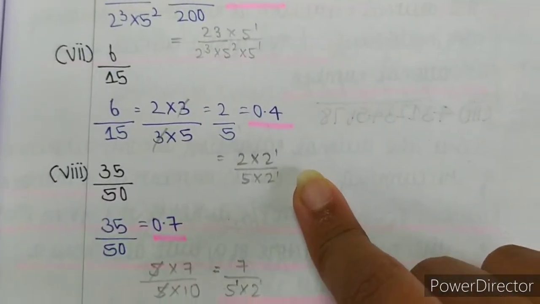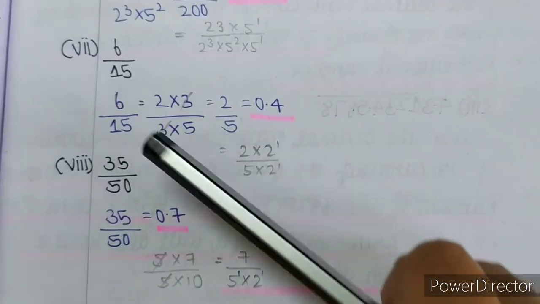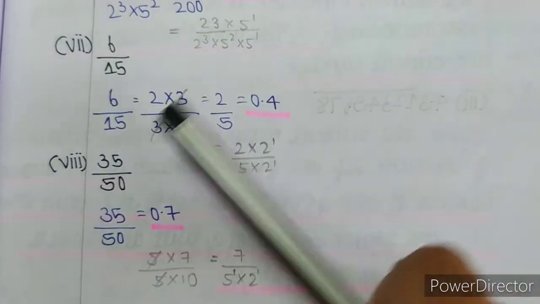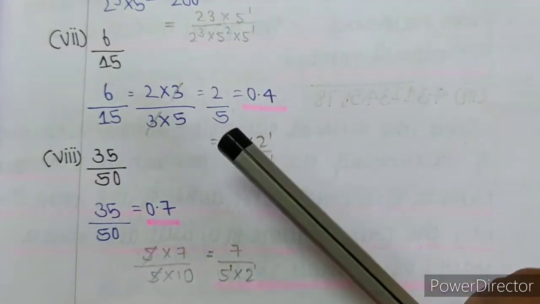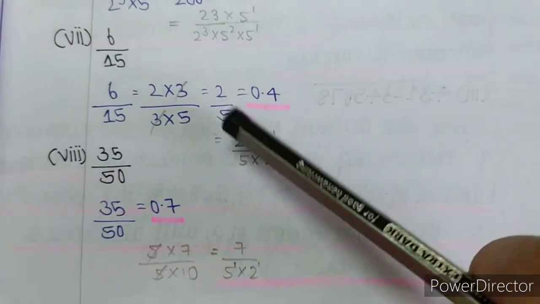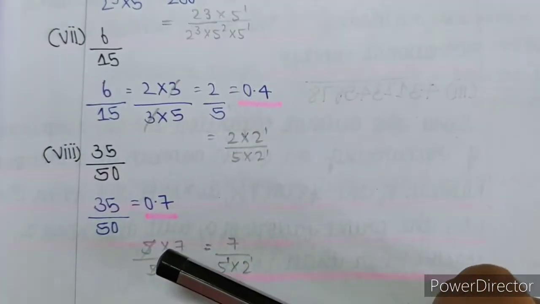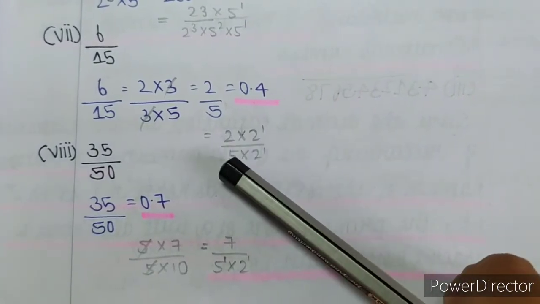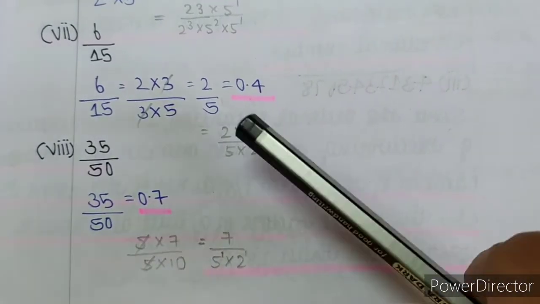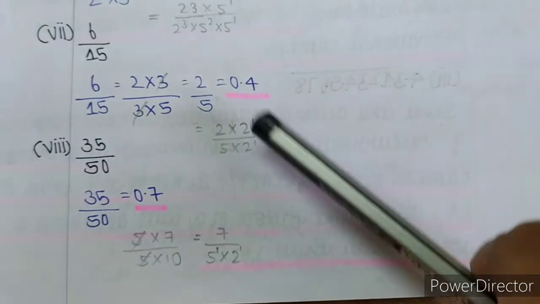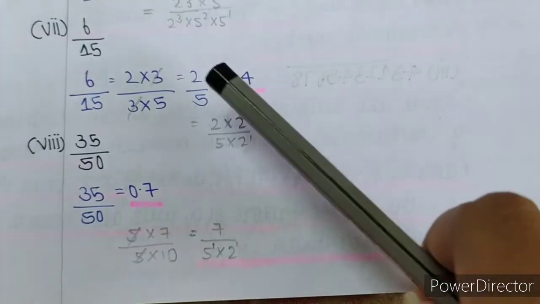The seventh subdivision is 6 by 15. 6 is equal to 2 into 3, and 15 is equal to 3 into 5. The 3 cancels, which is equal to 2 by 5. Again, to have a common power, here it is 5 to the power of 1 already, but the denominator q should be in the form of 2 to the m into 5 to the n. So to have a common power 1, we are multiplying with 2 to the power of 1. So multiply both numerator and denominator by 2 to the power of 1. So we have 5 into 2, 10, which is equal to 2 into 2, 4. 4 by 10 is equal to 0.4.